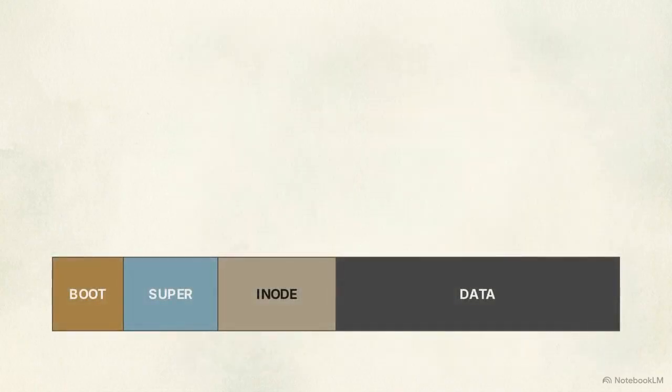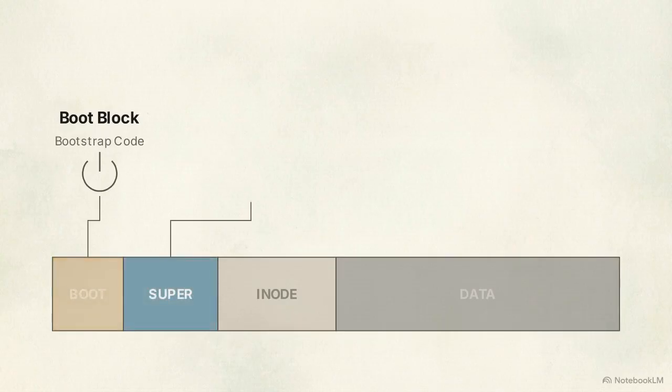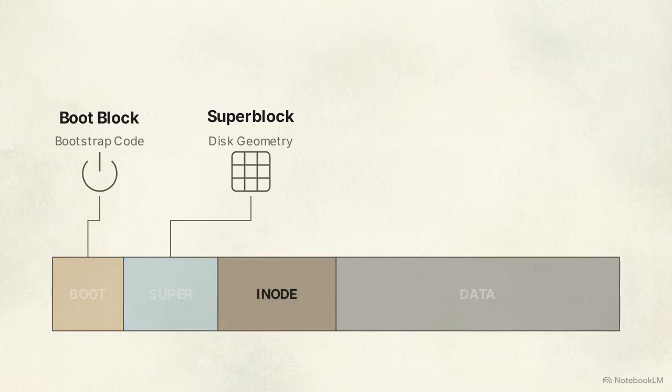Before a single piece of user data is written, the Linux file system organizes the drive into a strict four-component partition. The first is the boot block. Residing solely on the main hard disk, this block contains the critical bootstrap code required for system startup. Next is the superblock. This component governs the drive, specifying the disk geometry, tracking available physical space, and managing the configuration of the entire file system.